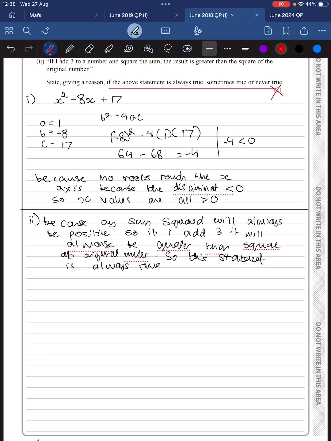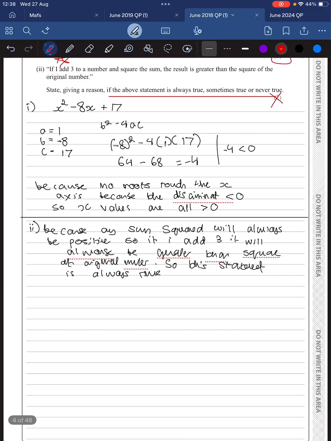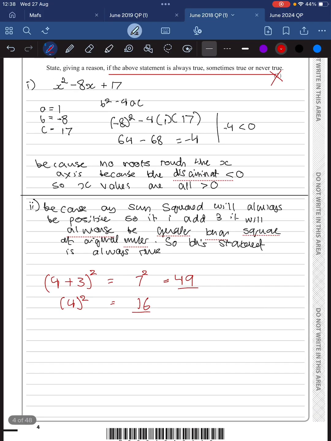So if we try it out, it's telling us if I add 3 to a number and square the sum, okay? So if I add 4 plus 3 and I square it, we would get 7 squared, which gives us 49, rather than the number squared by itself, which is 4 squared, which would be 16. Well, obviously that is greater than that. But then you get into things like negative numbers.